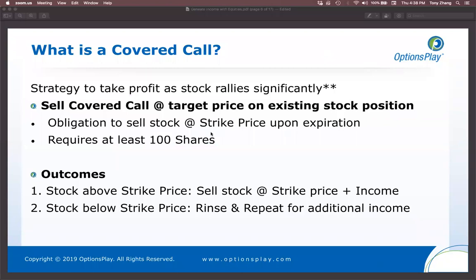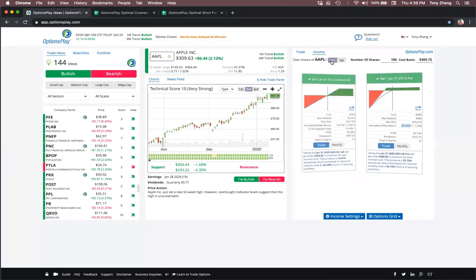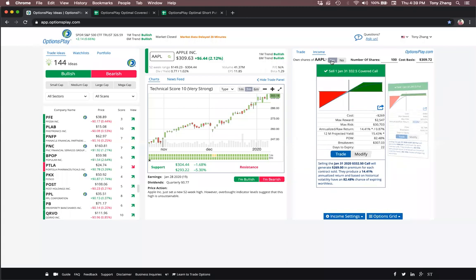So with that, I'm going to take those same stocks that you guys just provided me with. I'm going to go back to Options Play, and now I'm going to show you what if you own those stocks and you wanted to sell a covered call on it. So let's say Apple. Let's say you own Apple, and I think many of you probably have this in your portfolio. So let's say you own Apple, and we think we own the stock because we believe it's going to continue moving higher. So let's take a look at selling a covered call.